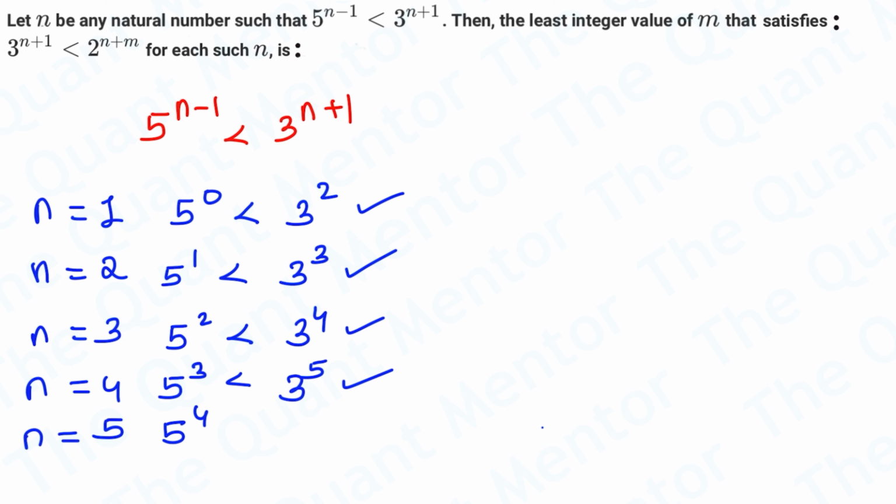Next, you take n equal to 5. You have 5^4 and right hand side is 3^6. This is still greater guys. 3^6 is 729 and 5^4 is 625. Acceptable. But once you put n equal to 6 guys, the game changes completely. Now the left hand side is 5^5 and the right hand side is 3^7. 5^5 is 3125 while 3^7 is 2187. So now the left hand side is greater. So n equal to 6 is not acceptable and as a matter of fact, all subsequent values of n are also not acceptable. So in this question n can take exactly 5 values. They are 1, 2, 3, 4 and 5.